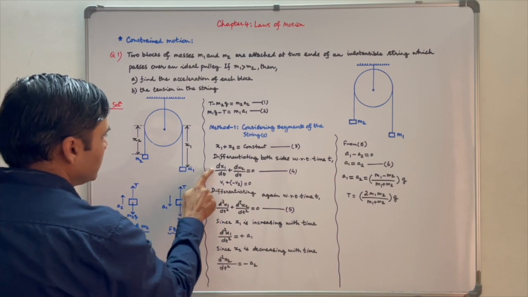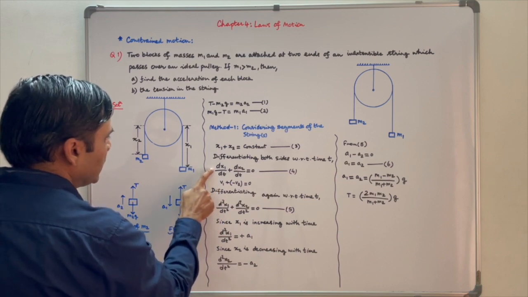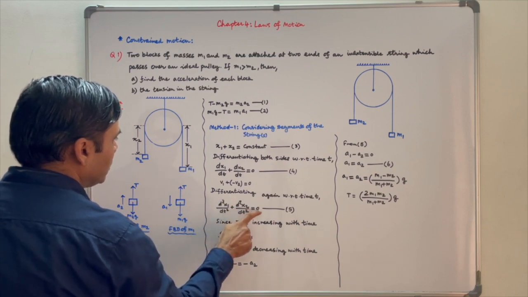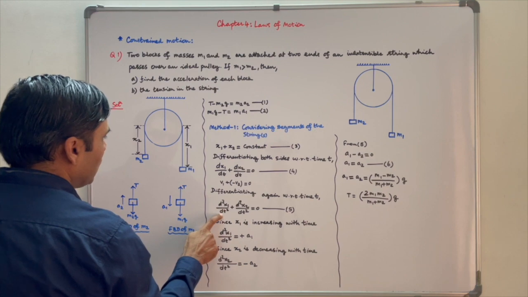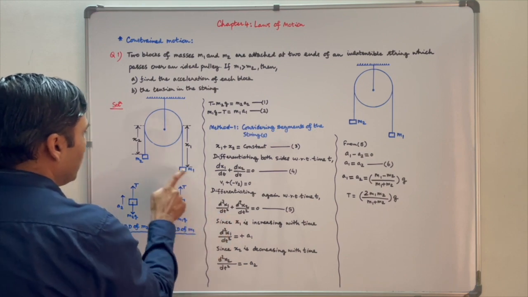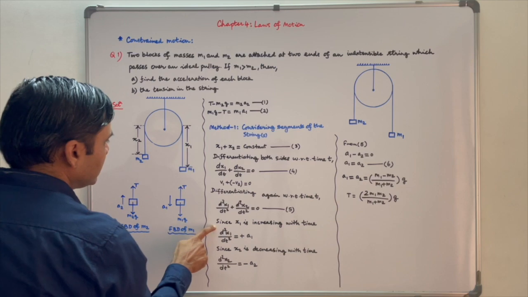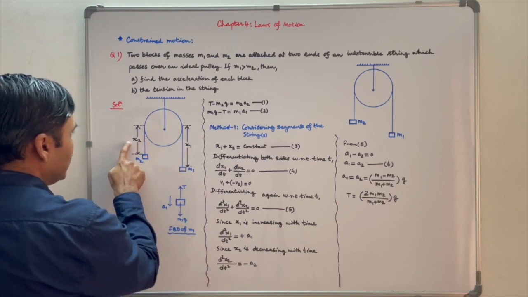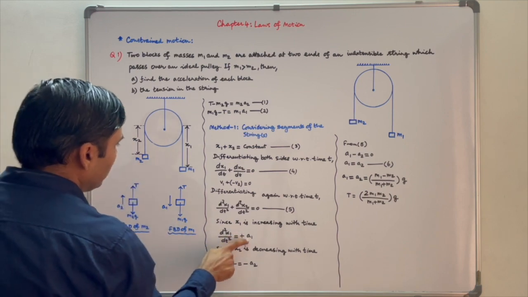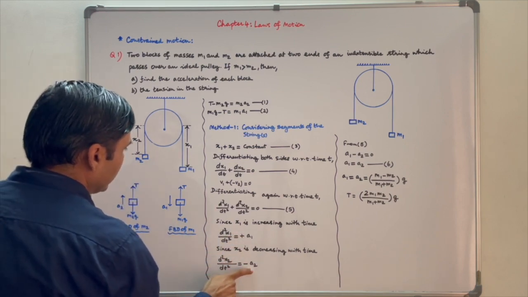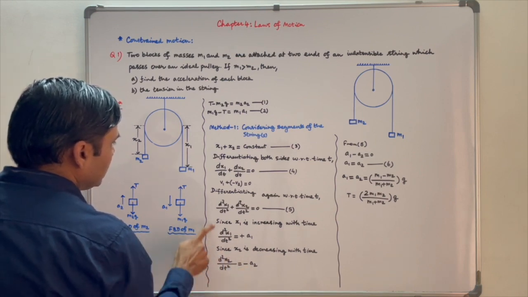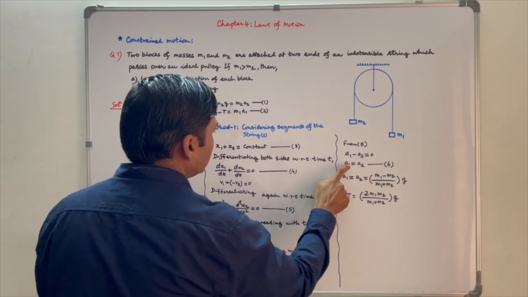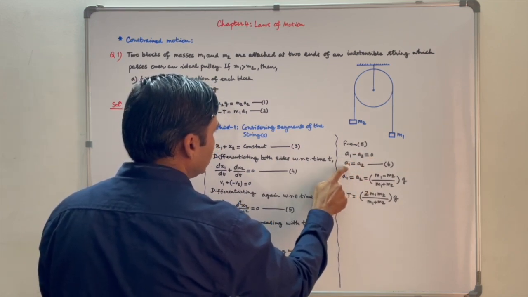Now differentiating this equation again with respect to time, we get d square x1 upon dt square plus d square x2 upon dt square is equal to 0. This is the acceleration of block m1 and this is the acceleration of block m2. Again, we consider increase of length as positive and decrease of length as negative. So we will write a1 as positive and a2 as negative. Putting these values in this equation, we get a1 minus a2 is equal to 0, or a1 is equal to a2. This is our constraint relation.